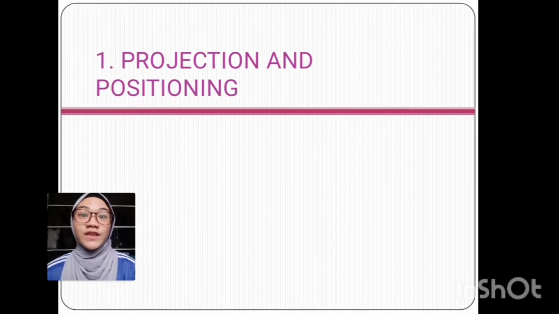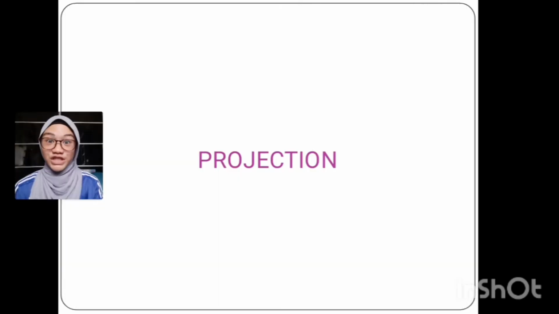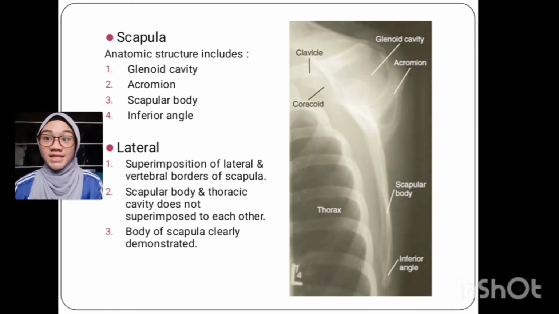So, we start off with the first criteria in evaluating a radiographic image, which is the projection and the positioning. Projection. This is a scapular projection because the anatomic structure includes the glenoid cavity, acromion, scapular body, and the inferior angle. This is a lateral projection because there is a superimposition of the lateral and vertebral borders of the scapula. The scapular body and thoracic cavity do not superimpose with each other, and the body of the scapula is clearly demonstrated.